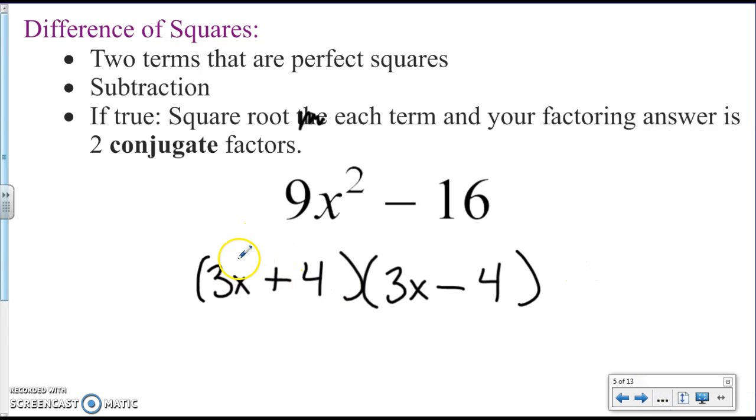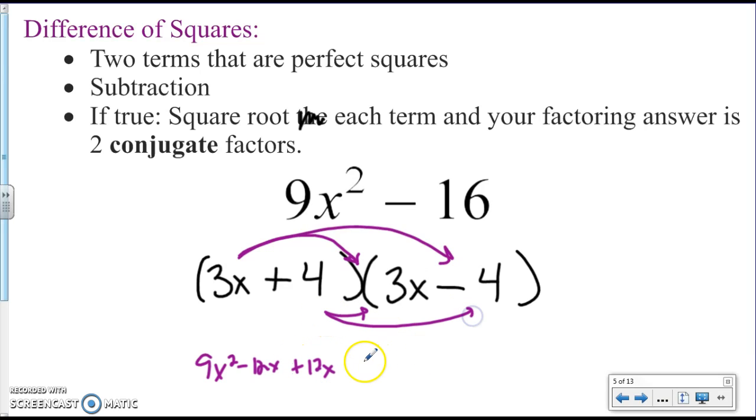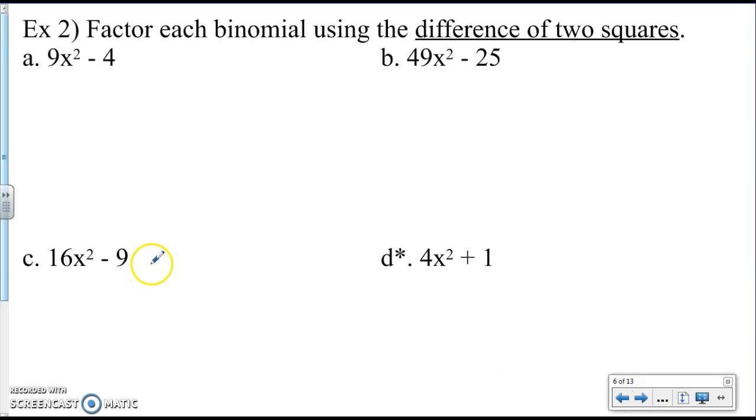So if we go ahead and FOIL here, we're going to do 3x times 3x, which is 9x squared. We're going to do 3x times negative 4, which is negative 12x. 4 times 3x gives me positive 12x. And then 4 times negative 4, which is negative 16. Notice my middle terms actually cancel out, so I end up with 9x squared minus 16, which is where I started. Pretty good there. Okay, let's look at a few more.